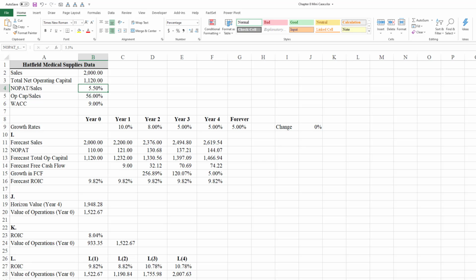Now, they also ask you to run through several scenarios. I'm going to skip that. You can play around with this spreadsheet if you want to see that. Basically, we're going to be changing the operating profitability and operating capital. And if we decrease the operating capital to 51%, then you can see that they become even more profitable because they're using less capital. Makes perfect sense.